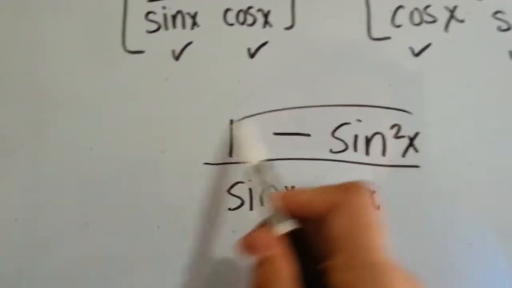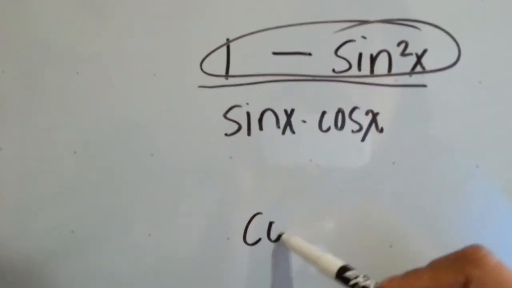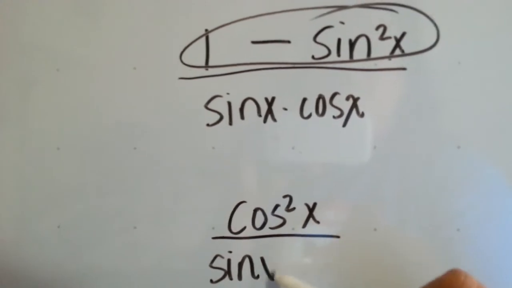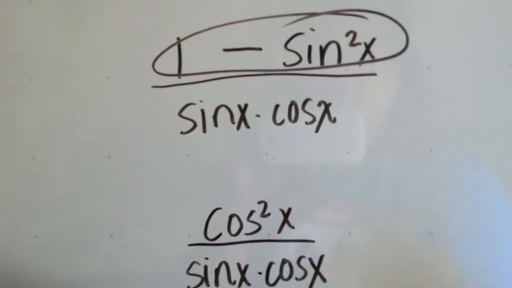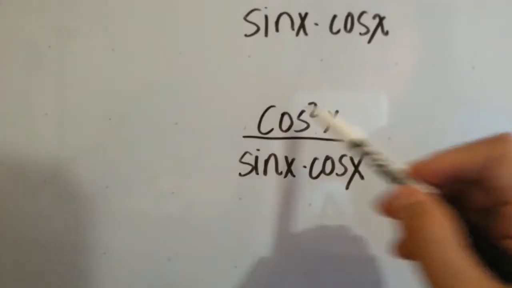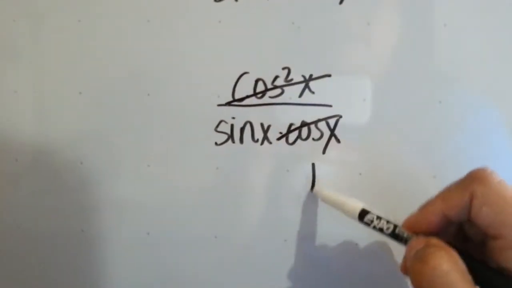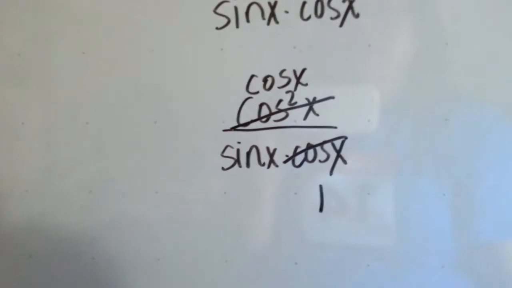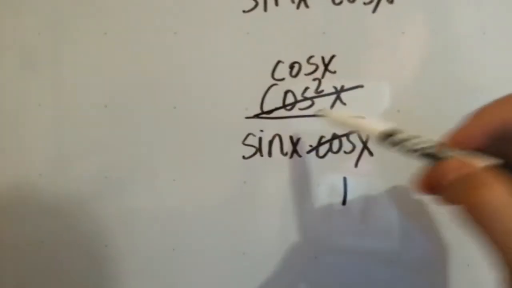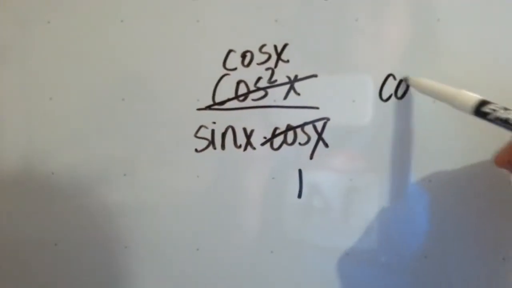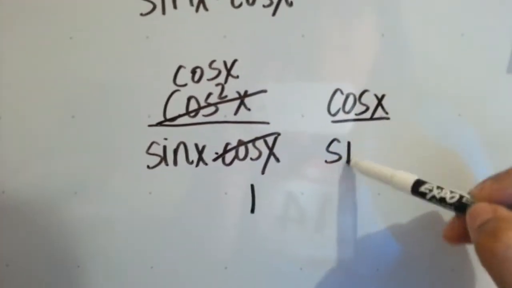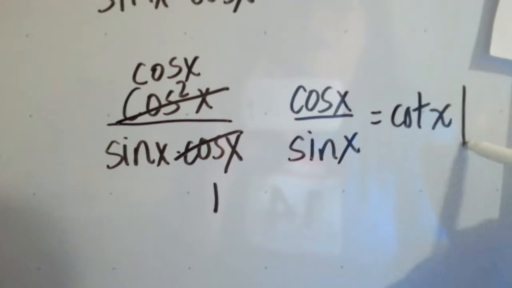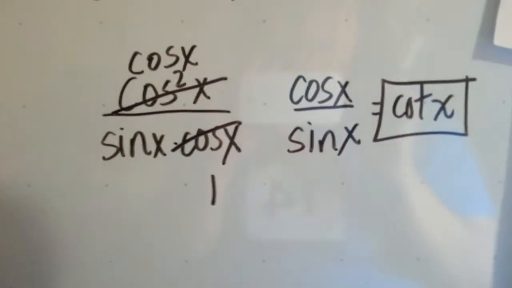And if you go to your identities, this is cosine squared x over sine x cosine x. You have two cosines, one cosine, so they cancel. This is a 1. This has a remaining cosine x. And so we have cosine over sine. And this is cotangent x. And that would be the answer.